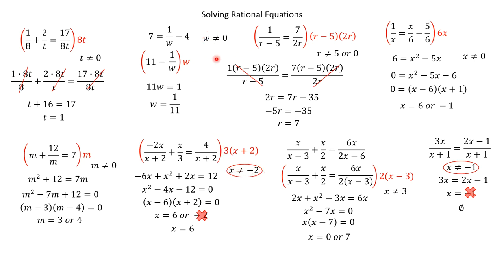Like this, w does not equal 0, x does not equal -2. That's not part of the answer. It's just to possibly cancel out part of the answer. All right, so that's rational equations.